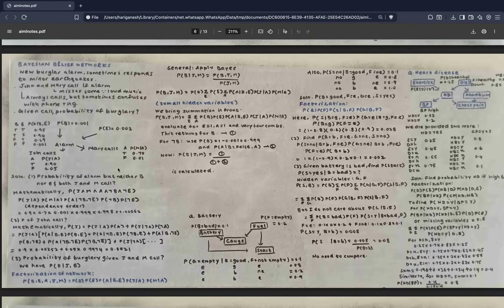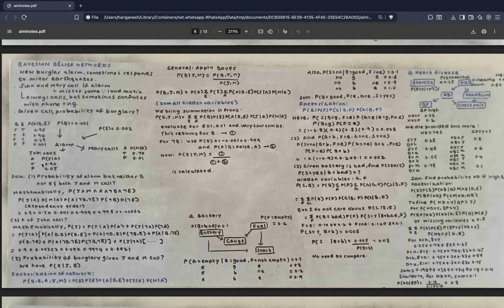Probability of Mary calling is given by this, where probability of Mary calls given an alarm is 0.7. Given that alarm doesn't happen, Mary calling is 0.01. John calling, if there is an alarm, then 0.9, and if there's no alarm, then 0.05. So there's another table here as well. Probability of alarm ringing given there is a burglary and an earthquake, and we have the variation in burglary and earthquake here. Now, the probability of alarm, but neither burglary nor an earthquake happen, and both John and Mary call.